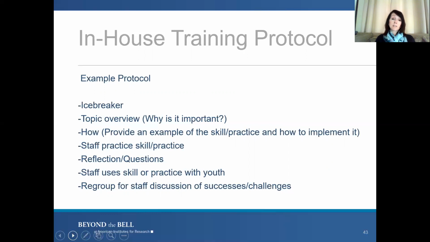And staff uses the skill or practice with youth. And at a later date, regroups for staff discussion of successes and challenges. And of course, if staff are experiencing some challenges, they can also approach program leadership in the interim. And they can share their successes informally as well.